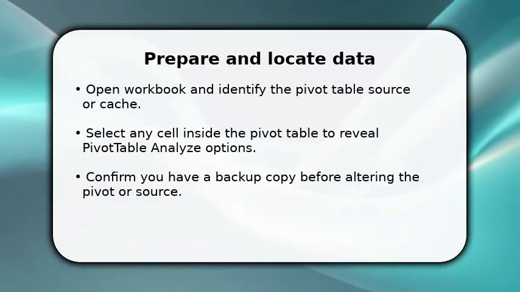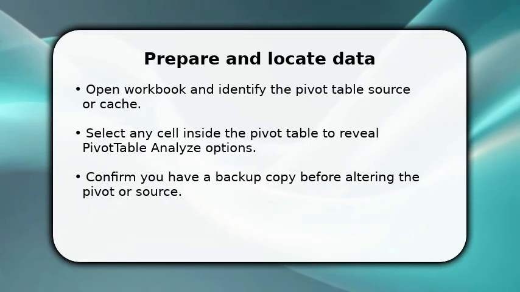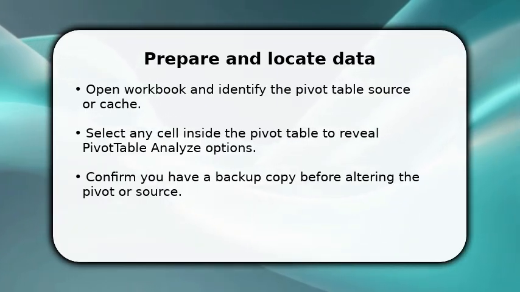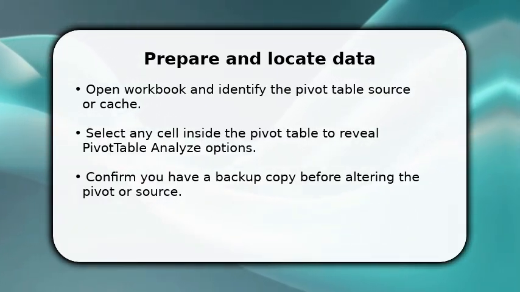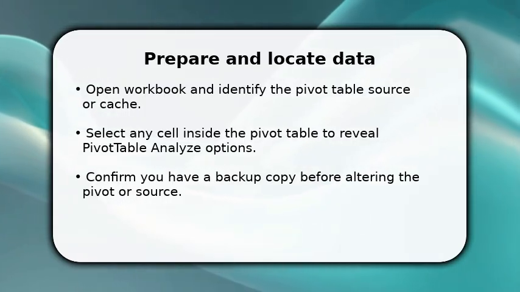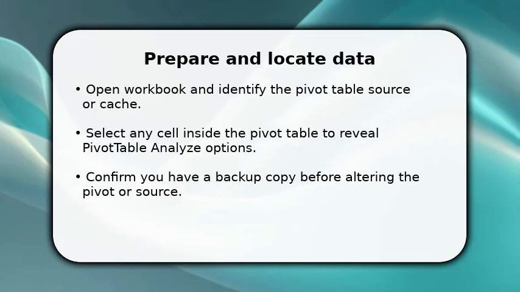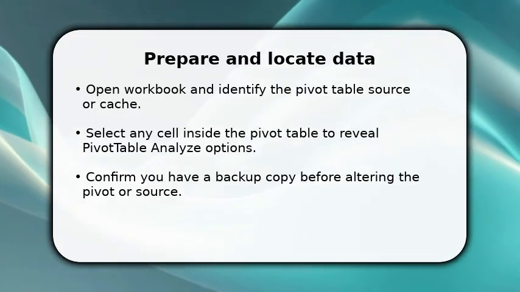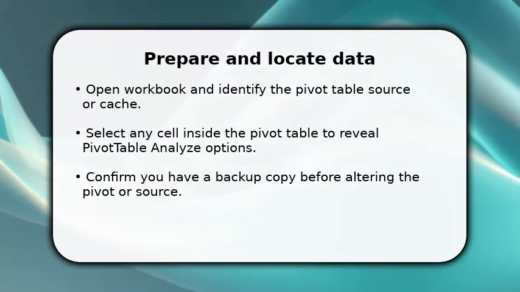You begin by opening the workbook and immediately selecting a cell inside the pivot table. This exposes the pivot table Analyze or Options ribbon. Once done, locate the source data range listed in the Data Connection or Change Data Source dialog so you know where the table pulls from.